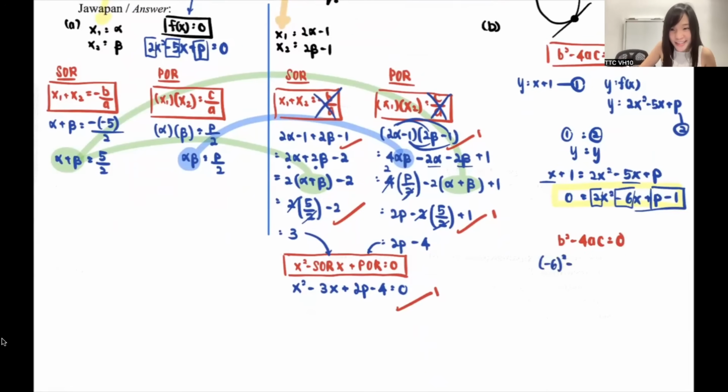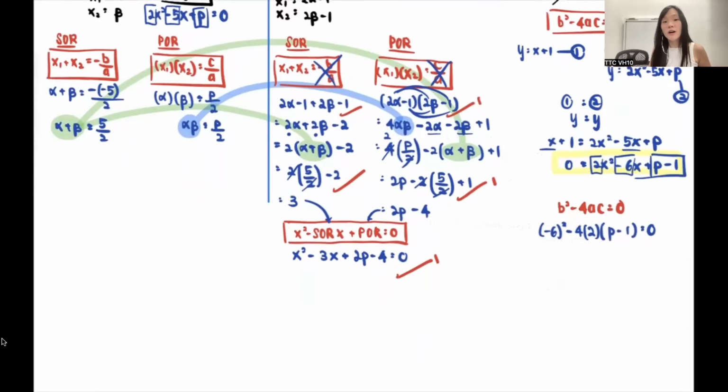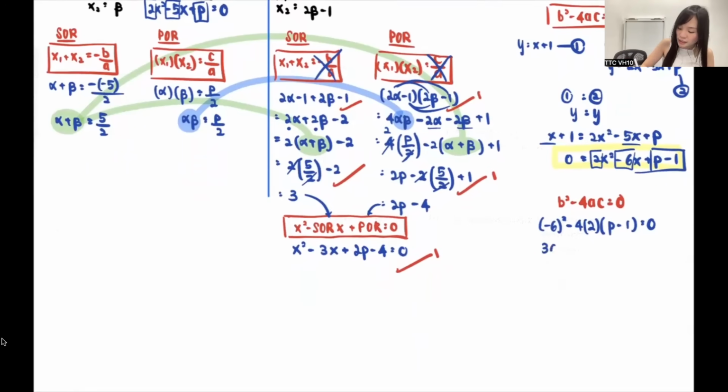Put bracket. If you didn't put bracket, it won't be positive 36. You'll get negative 36, which is wrong. Must put bracket. Minus 4, your A is 2. Your C is P minus 1, equal to 0. Negative, negative, positive, 6 times 6 is 36. So 4 times 2 is 8, and then P minus 1, equal to 0. So 36, this one times this one, this one times this one. Isn't it negative 8P plus 8 equal to 0? So 44 minus 8P equal to 0.